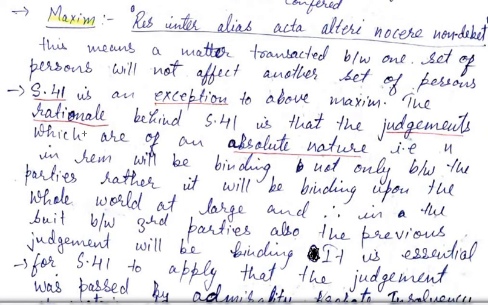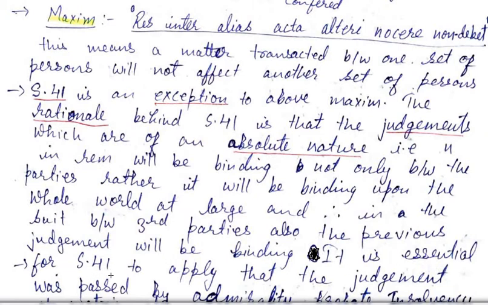The rationale behind section 41 is that the judgments which are of an absolute nature, that is judgment in rem, will be binding not only between the parties, rather it will be binding upon the whole world at large, and therefore in the suit between third parties also the previous judgment will be binding.